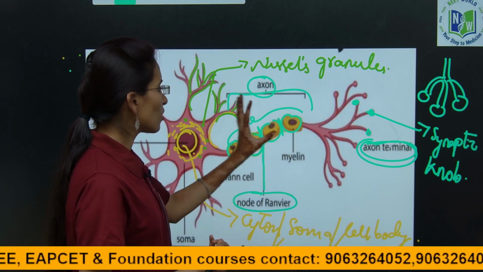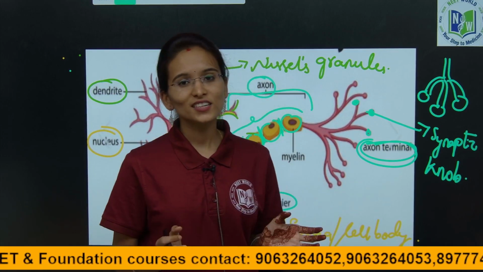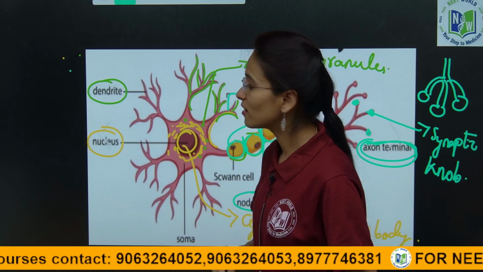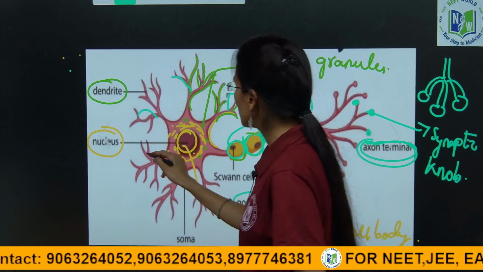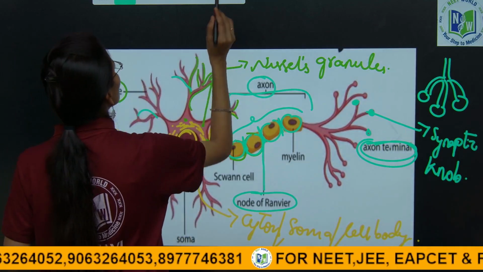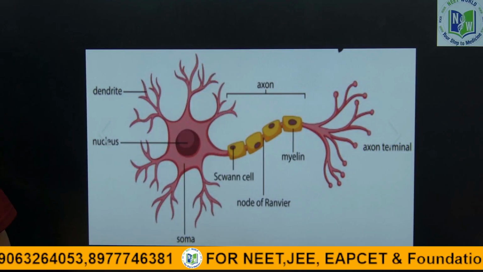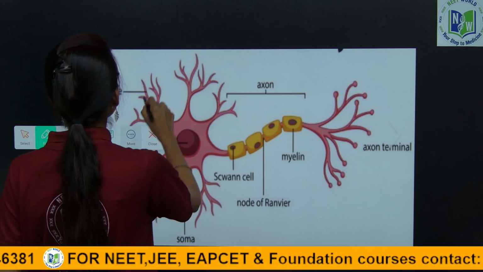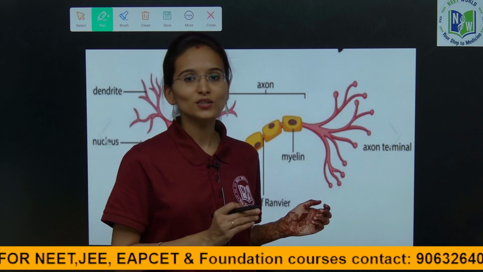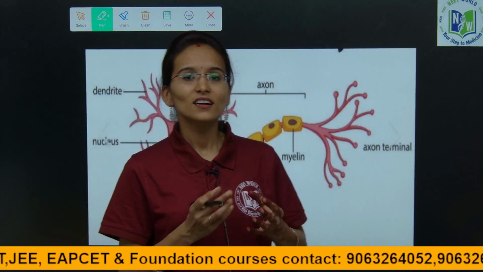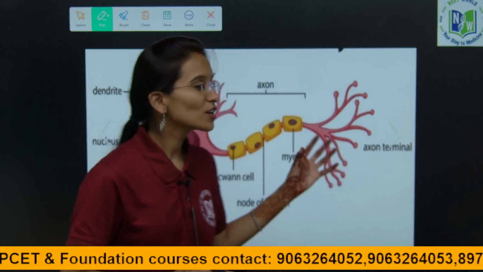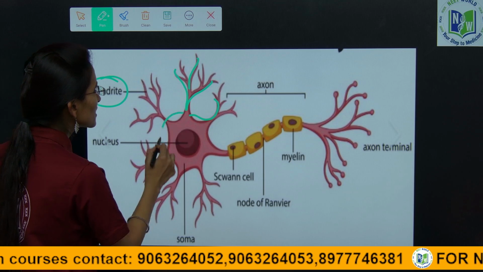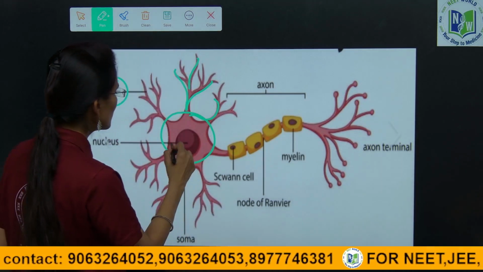Now if you see this whole structure, it looks like a tree, right? When we look at a tree, it looks in a similar way, with branches and a trunk. The neuron also resembles a tree. Here we find branches, but these branches are called dendrites, and this region is called the cyton, where we can find the nucleus.